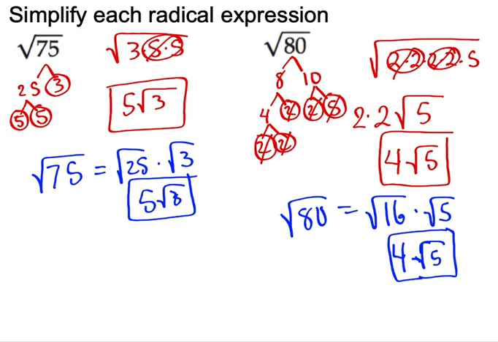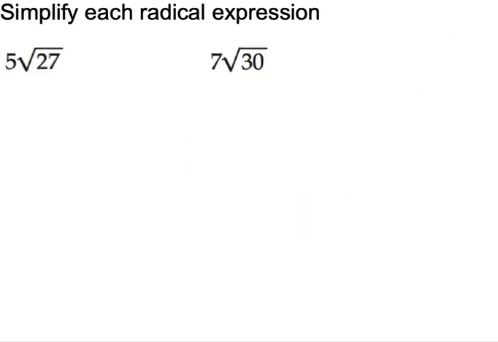Method 2 is pretty fast when it works, but you need to know the multiples of your perfect squares. Knowing the multiples of 4 and 9 are pretty nice, but 16, not so nice. 25 is not bad. 36, you're not likely to know the multiples of 36. Okay, let's go over a couple more examples here.